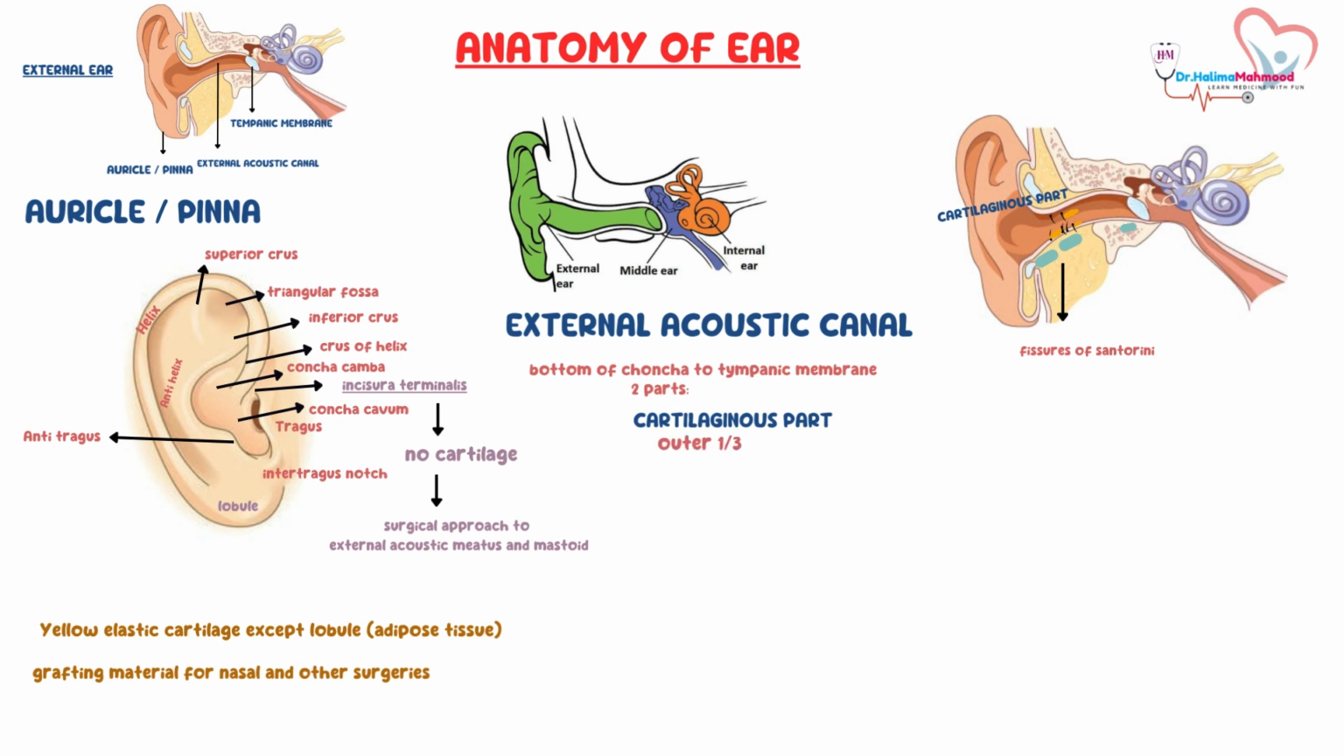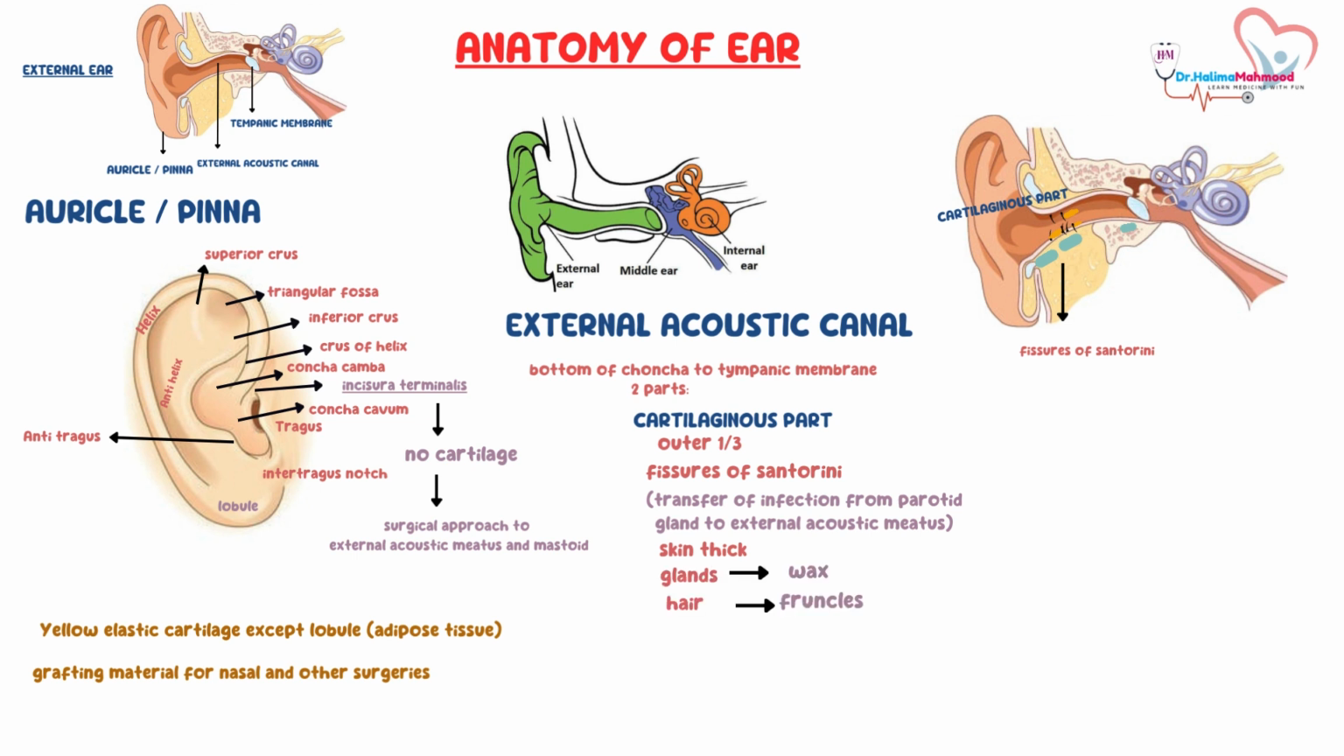On the lower lining of this cartilaginous part, there are two openings or fissures known as the fissures of Santorini. They basically form a passage between external acoustic canal and the parotid gland in the facial region. That's why they cause the transfer of infections from parotid gland to the external acoustic canal and vice versa. Here the skin is thick, containing the pilosebaceous glands that produce the wax. It also contains hair. That's why the furuncle infections, staphylococcal infections of the hair follicles, are most common only in this part of the external acoustic canal.